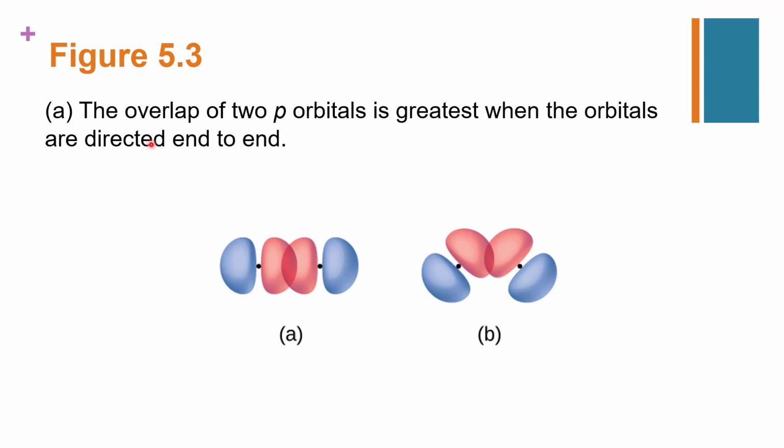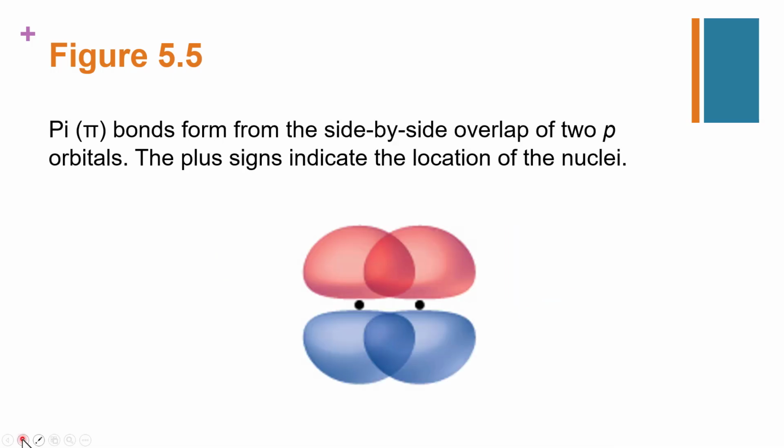Overlap of two p orbitals is greatest when the orbitals are end to end. So this would be an example of two p orbitals coming together for a sigma bond. This one actually doesn't exist. That's kind of silly. It doesn't exist at all. But the A one does exist. So this would be an example of a sigma bond, an end-to-end overlap.